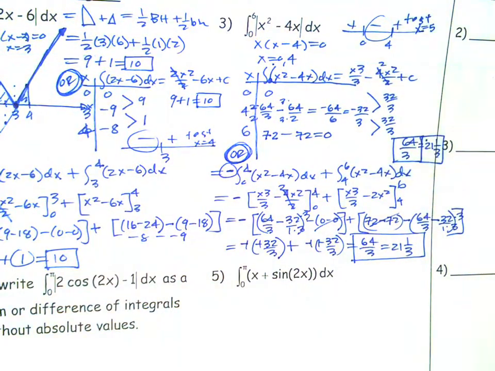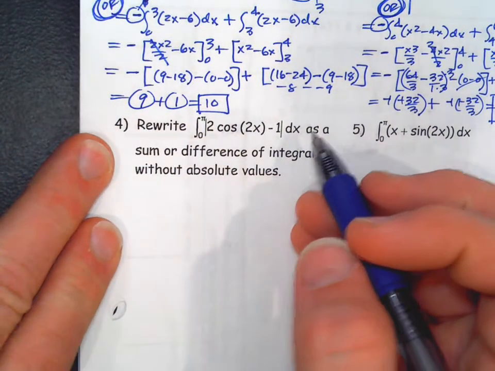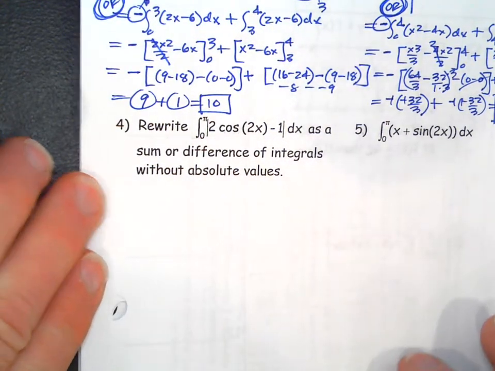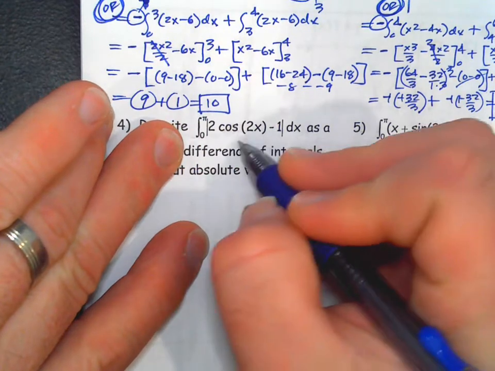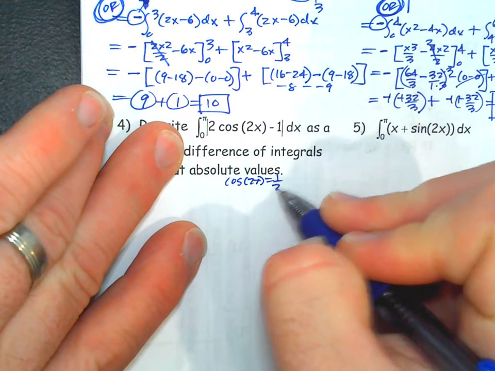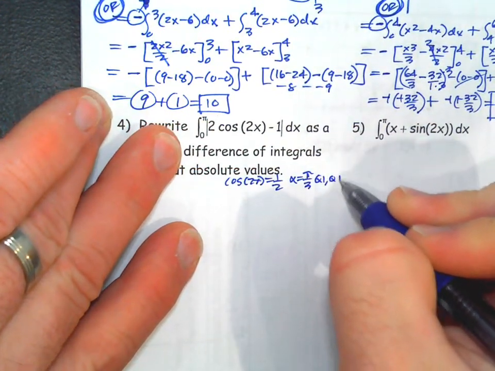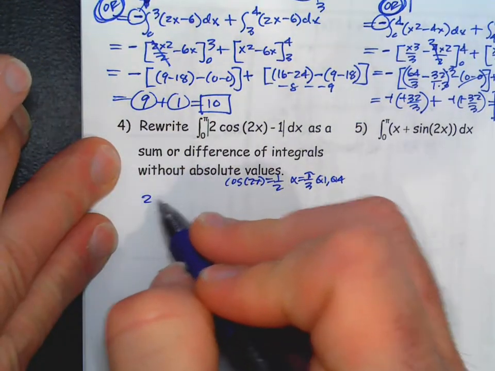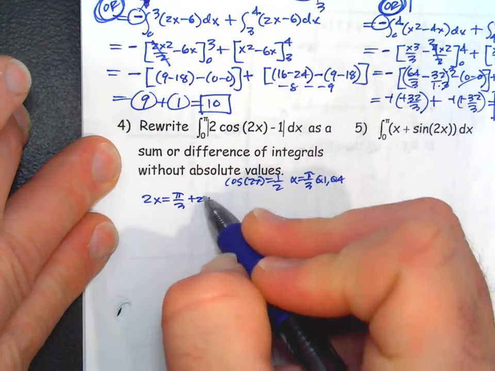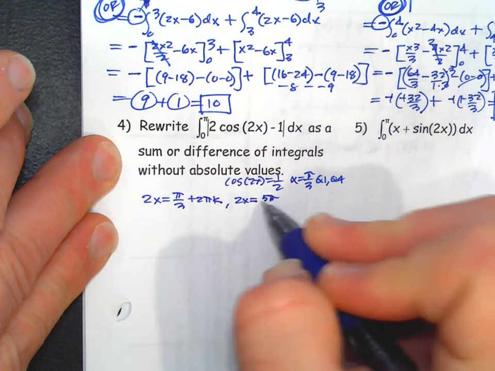Got lots of options. Okay. Next one. You're not going to do it with geometry. We do it with the table or the other way. So we're going to want to set this equal to 0. So cosine 2x equals 1/2. Alpha equals pi over 3. Quadrants 1 and 4. So 2x equals pi over 3 plus 2 pi k, and 2x equals 5 pi over 3 plus 2 pi k.